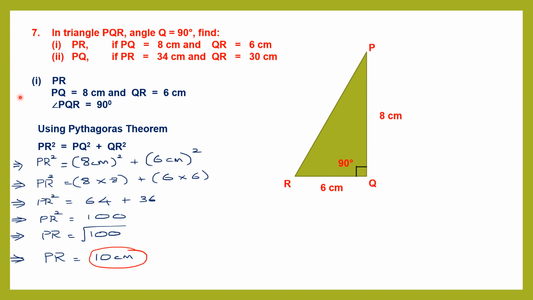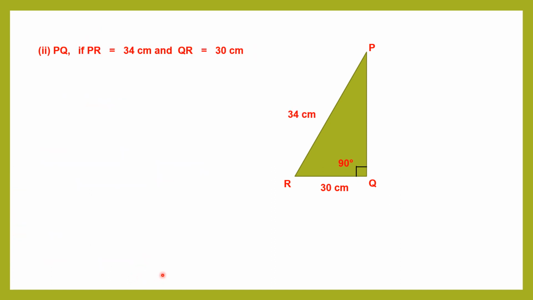So we have finished the first question. We were asked to find PR and we found PR to be 10 centimeters. Then let's go on to the second question. Here we are asked to find PQ. Here PR is given as 34 centimeters. So PR, the hypotenuse, is already given to us and QR is given as 30 centimeters.